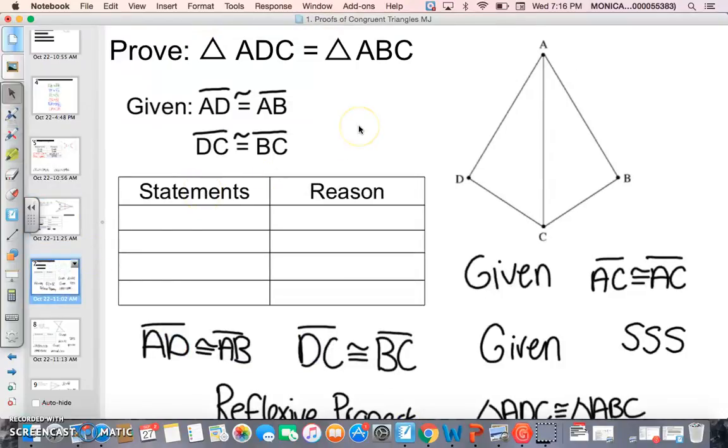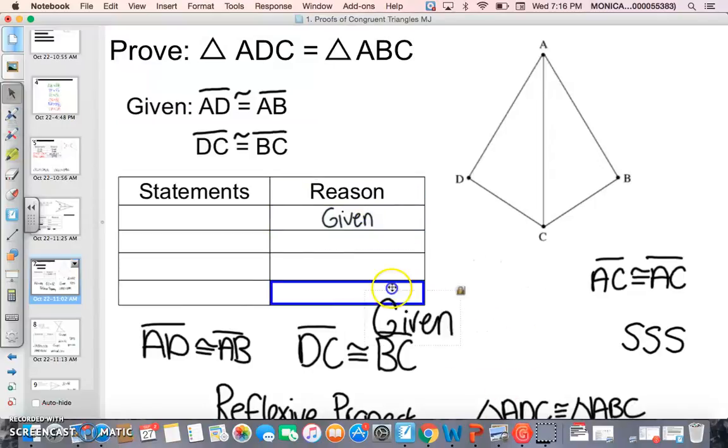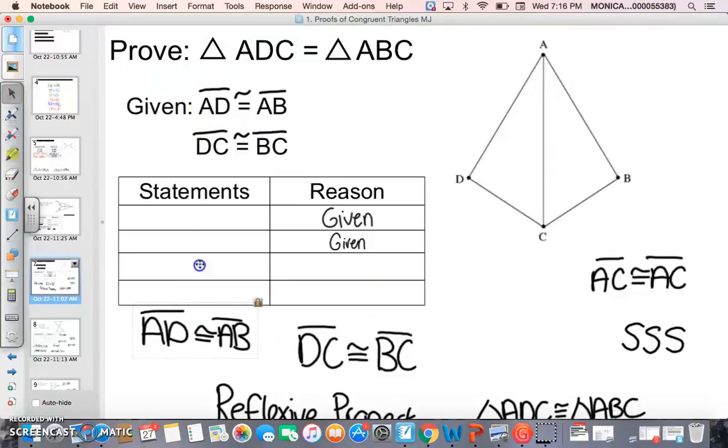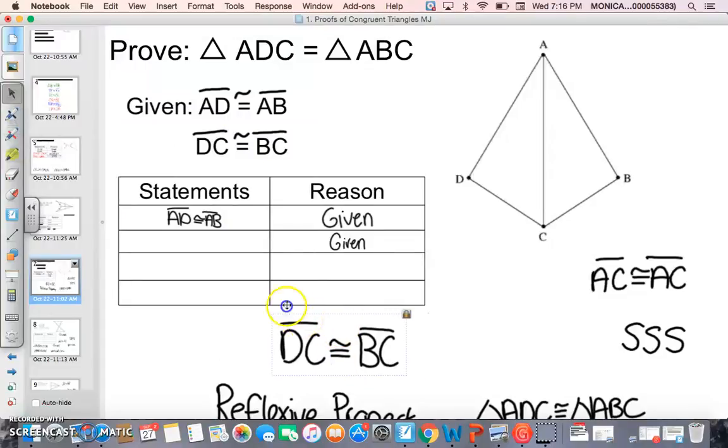So once again, we have to prove these triangles are congruent. If you want to pause the video at any point, try to fill the statements and the reasons in by yourself, and then come back to it, please do. Do that right now. All right, so I know my first 2 are going to be givens. What's given? AD is congruent to AB, and my other piece of given information is DC is congruent to BC. Now, you're not always going to have 2 congruent statements. You might have more or less, but for triangle proofs, you'll probably have 2.